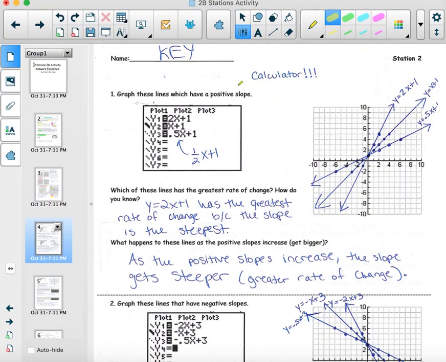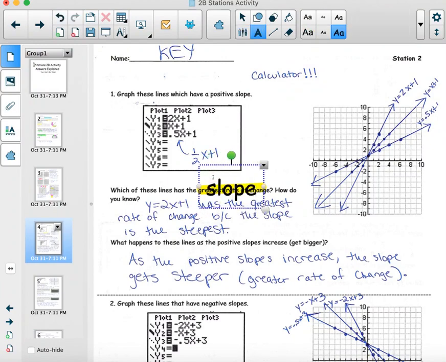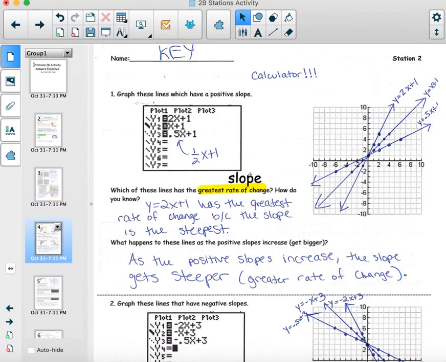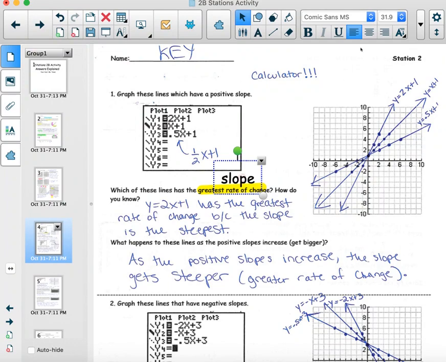All right, so station 2. Station 2 required us to use our calculator. So now this is important. I've already talked to you about how a majority of your Regents exam can be done solely if you know how to use your calculator correctly. So for question number 1, we have 3 different graphs that have a positive slope. I want to know which of these has the greatest rate of change. Another word for rate of change is just slope. So I'm trying to find which of these has the greatest slope?